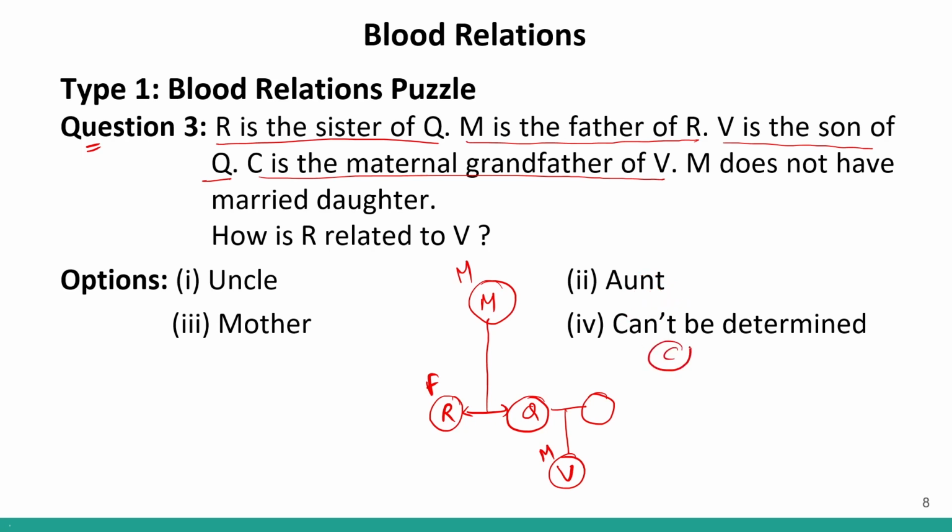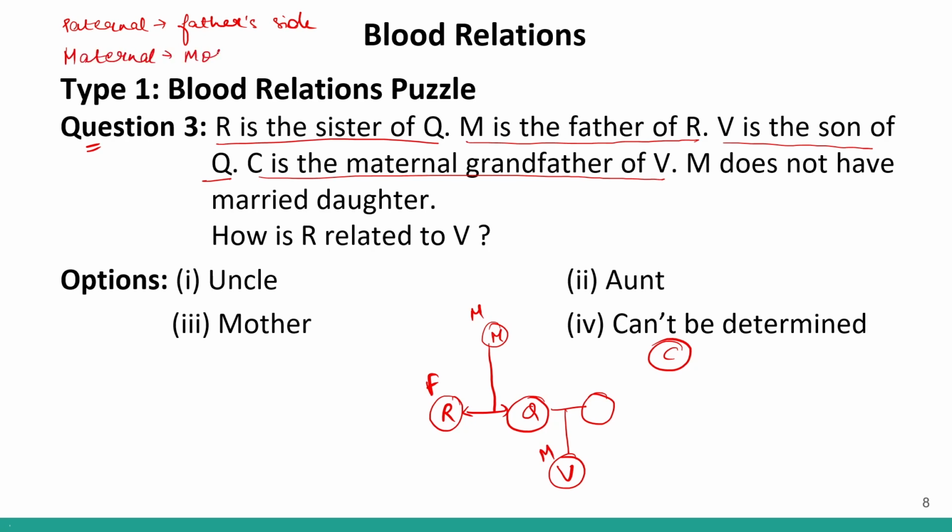Let me draw it over here. Let's say M is here, they are in the same generation, right? Another grandfather of V is C. But this is maternal. Maternal means mother's side, and paternal means father's side. So mother's side, that means this unknown person would be female, Q would be male, and C is the grandfather, so C will be male. This will be the diagram.